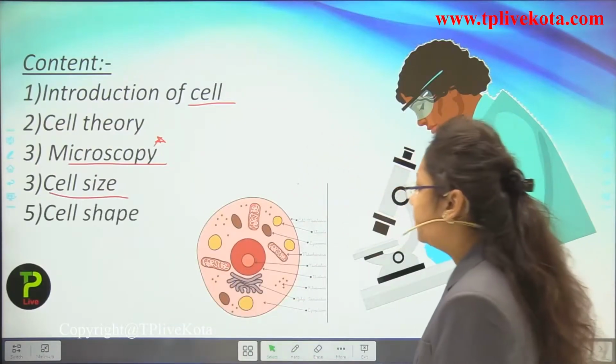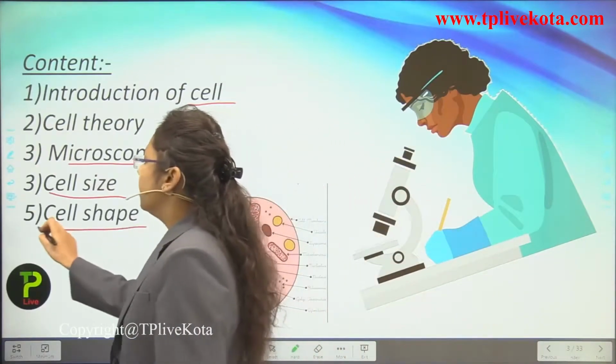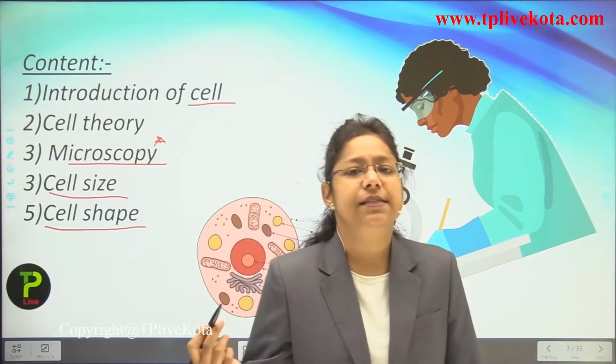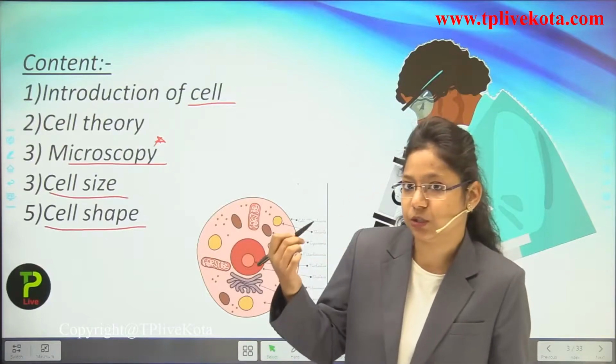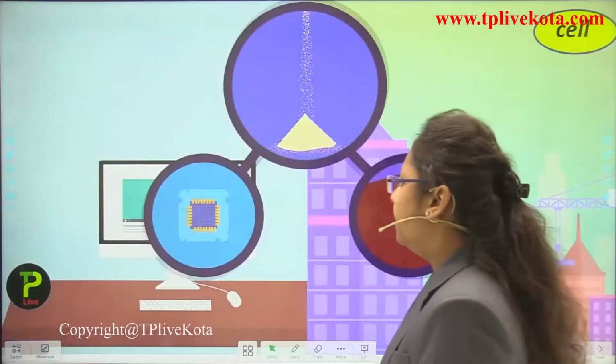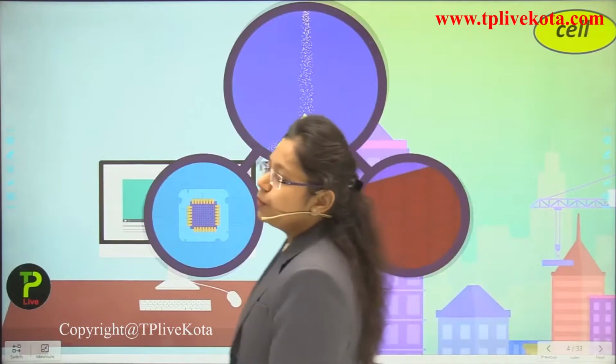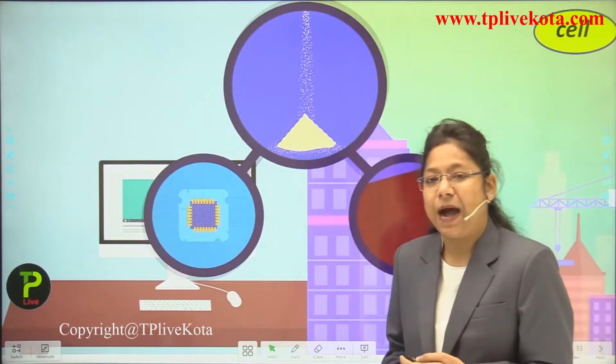Next is the cell shape. Cells are found in many shapes. They can be spherical, they can be discoidal. Now, students, I am going to tell you what a cell is through a very small video clip, and we are going to understand the beautiful world of the cell.